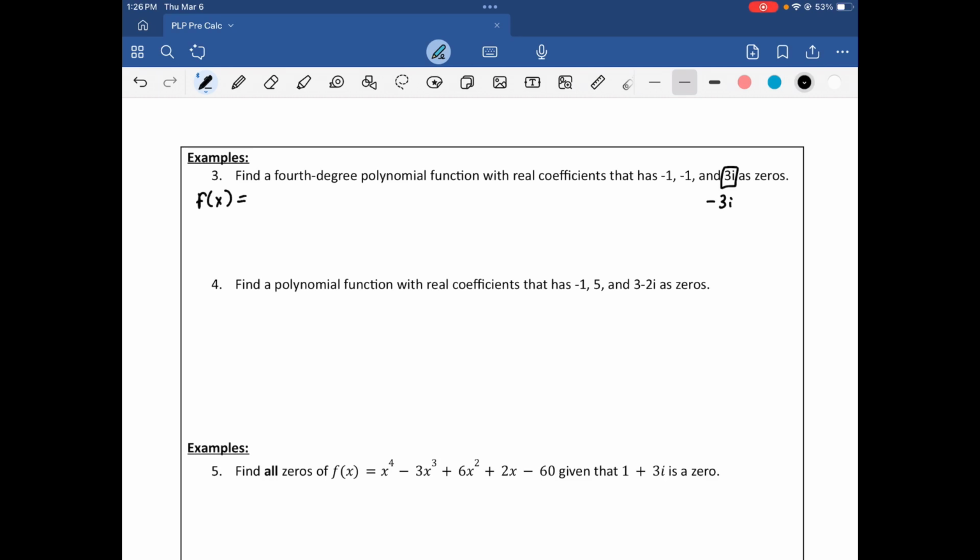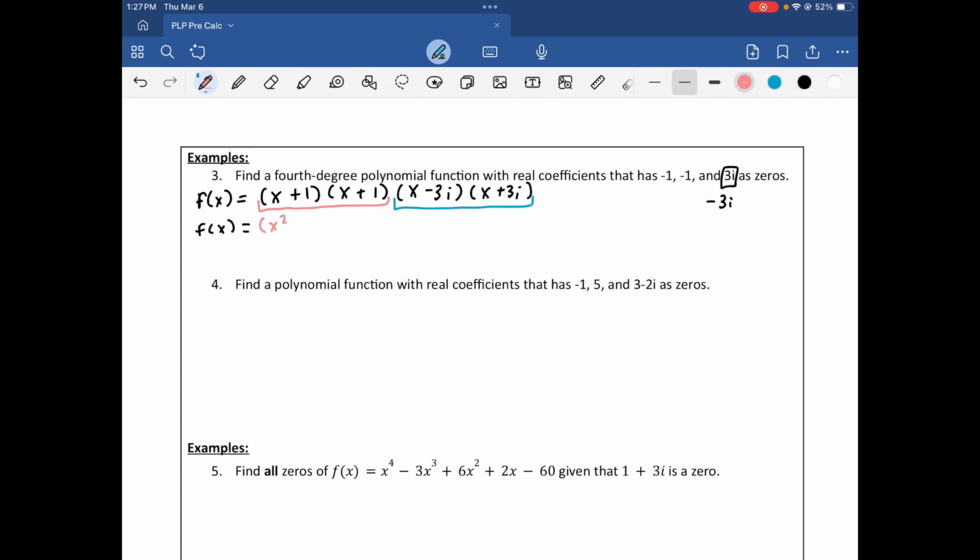We know that we have zeros of negative 1, so that would be x plus 1, twice, giving us x plus 1 again. And then we have x minus 3i and x plus 3i. I'm going to go ahead and FOIL all this out, FOIL, box method, whichever way you use. I'm going to multiply these two pieces together first, and then I'm going to multiply these two together.